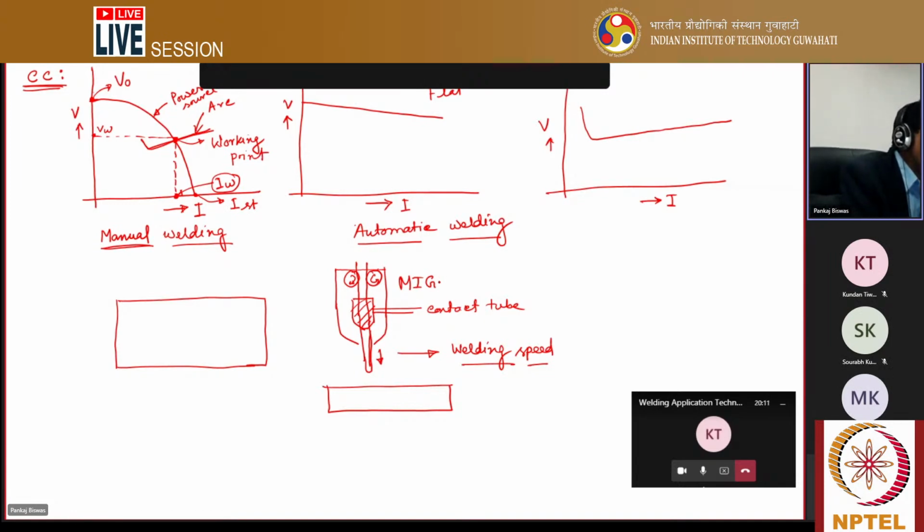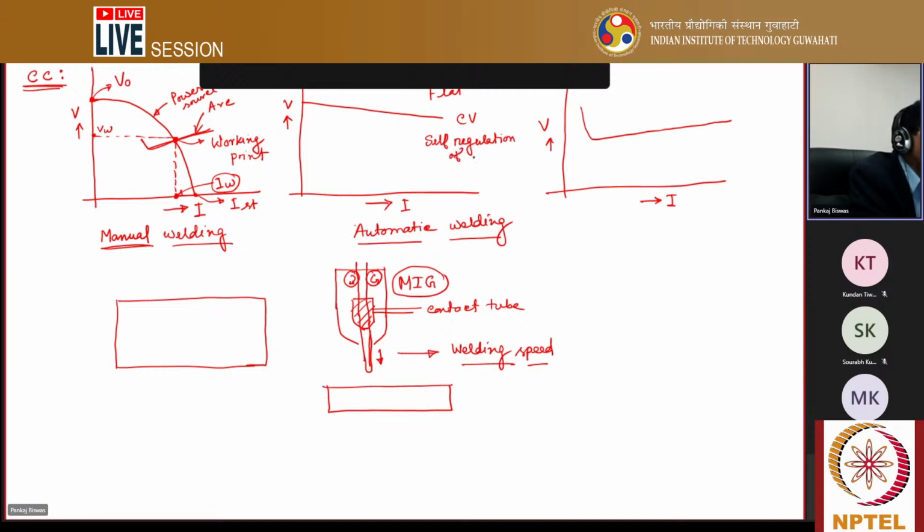Now, in the case of the MIG welding process, we preferably use the constant voltage type of characteristic. And a constant voltage characteristic has a very interesting property, which is called self-regulation of arc characteristics.